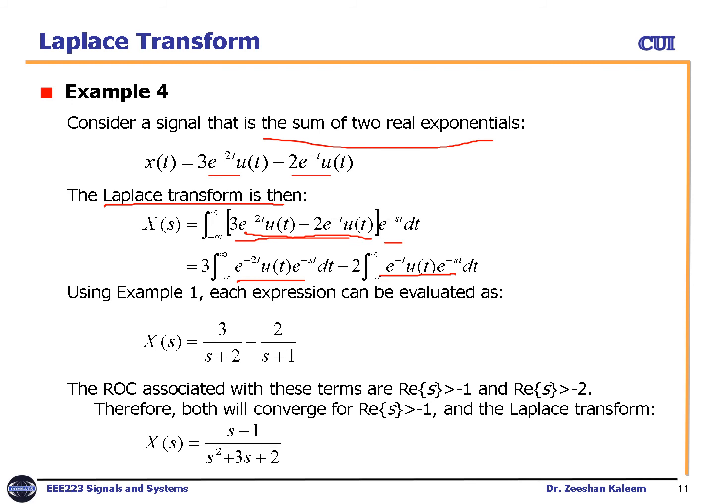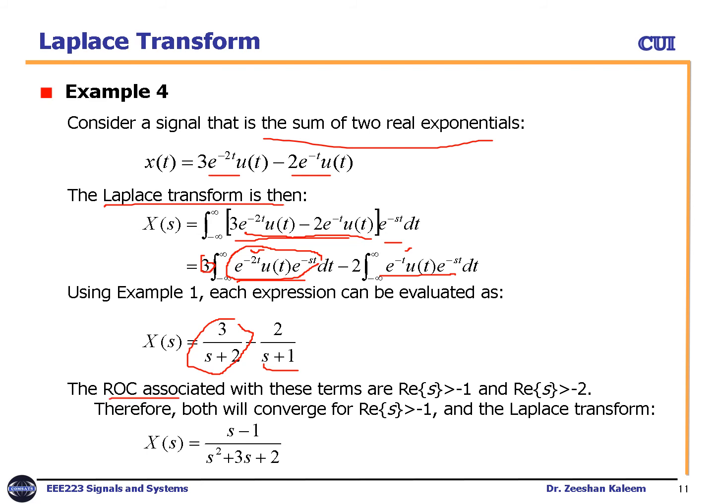Using example 1, we calculated it for e to the minus at, and now you have 2t, right? So it means a is 2 here. So the Laplace transform will be 1 over s plus a, and instead of a, you have 2 here. So 3 is outside, since we are taking help from the previous example. You can just say 3 over s plus 2, and from here a is 1, right? So minus 2 over s plus 1. The Laplace transform is minus 2 over s plus 1.